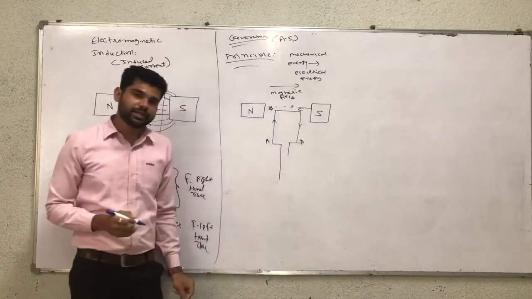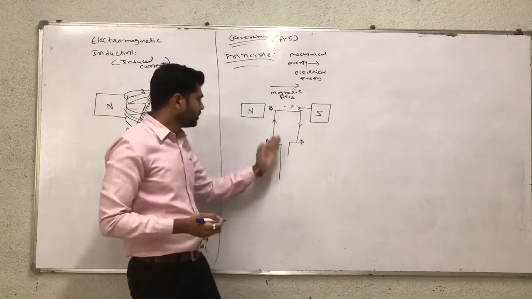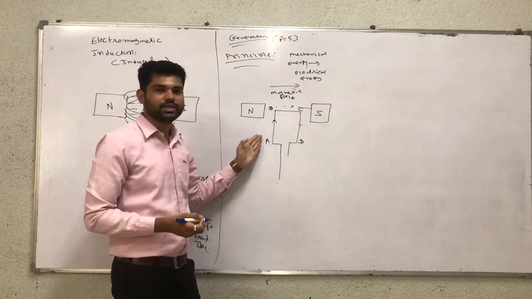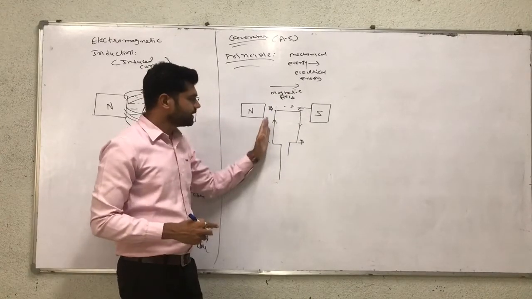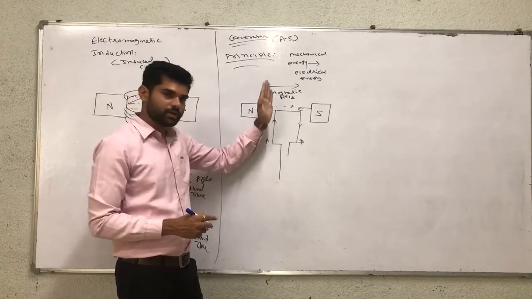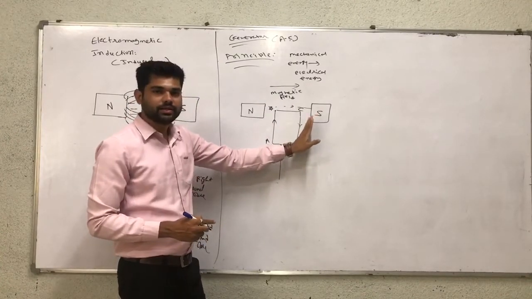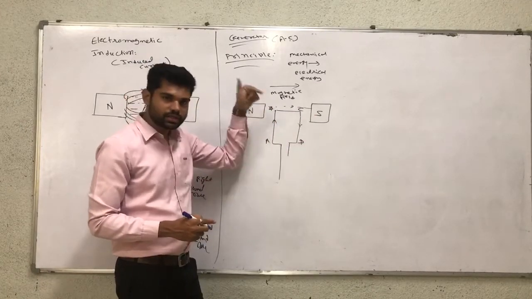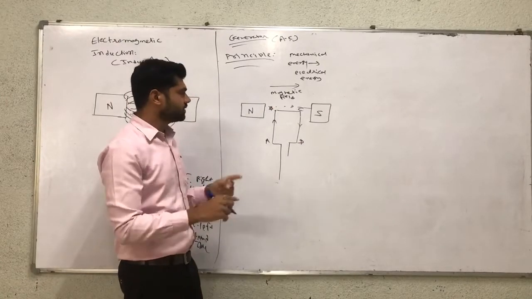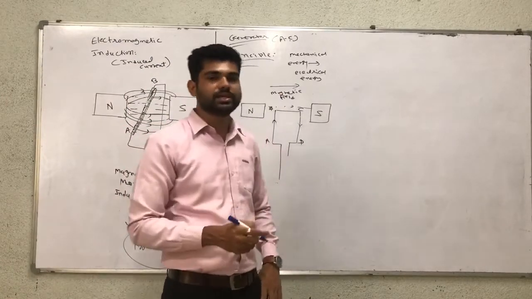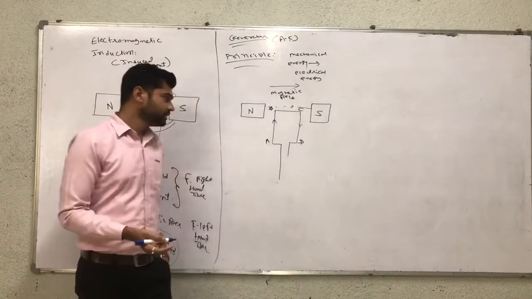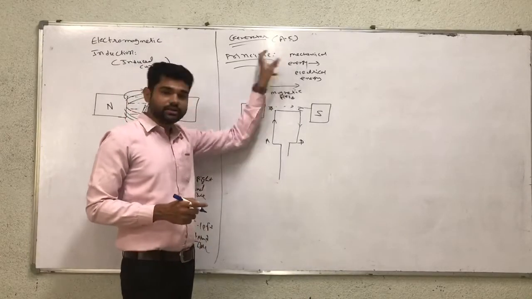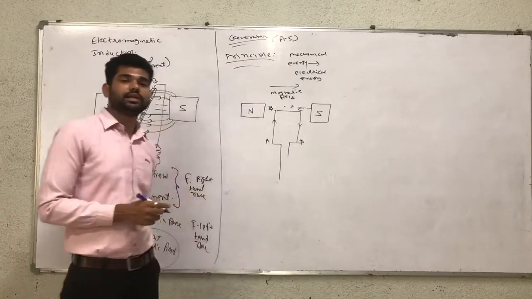Now a half circle is completed. Our AB side is now on this side and CD has moved from this side. In the first case, AB force means the motion is up, but now after half rotation is completed, the AB side is in a down direction. The motion direction will be changed, so the induced current is also changed. The direction of the induced current is changed. This is known as alternating current.